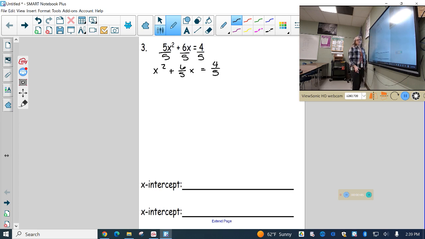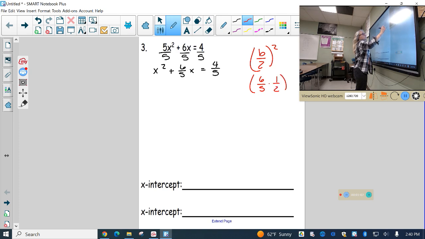Now I need to change this so that I can write it as a perfect square binomial. So I'm going to take my b term, and instead of dividing by 2, it's just b over 2 squared. Dividing by 2 is the same thing as multiplying by a half. So I'm going to take 6/5 times 1/2 and square it, which is 3/5 squared, which is 9/25. So I'm going to add 9/25 to both sides.